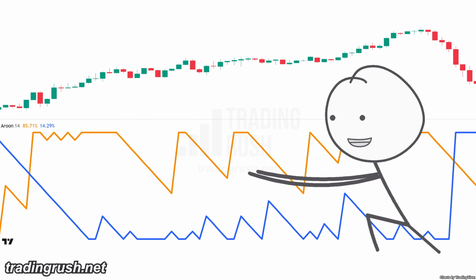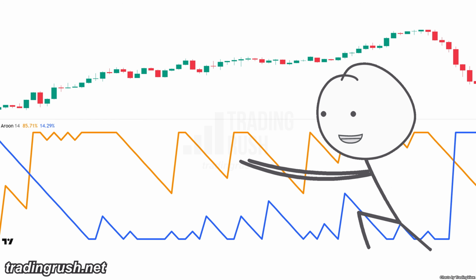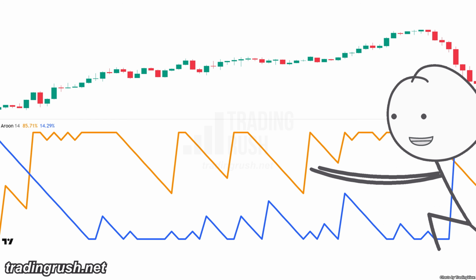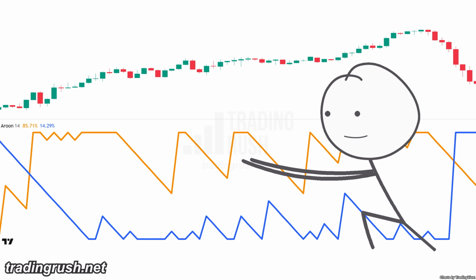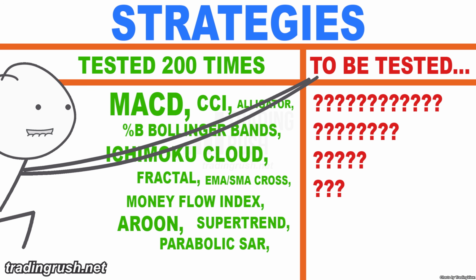When it comes to price analysis only, the Arun indicator is definitely useful when it comes to identifying the strength of the momentum and the direction of the trend, or if the price is ranging or not. Since this is an ongoing testing series, let's see if we find a trading strategy that makes money even in the bad market without spamming trades.